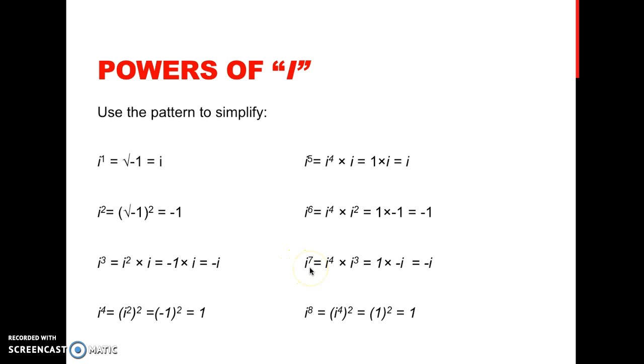Now we have i to the seventh. We can break that down into 4 and 3, so i to the fourth power equals 1, and i to the third power, well, we established over here that equals negative i, so we put that here, so 1 times negative i equals negative i. Now we have i to the eighth, and you can go on and on, but you can kind of figure out the pattern. i to the eighth, well, we're going to square that i to the fourth power. So i to the fourth equals 1, and then we're going to square that, so 1 squared equals 1.